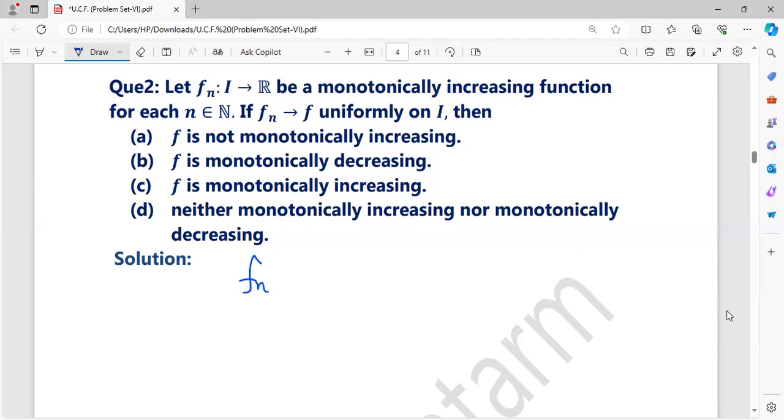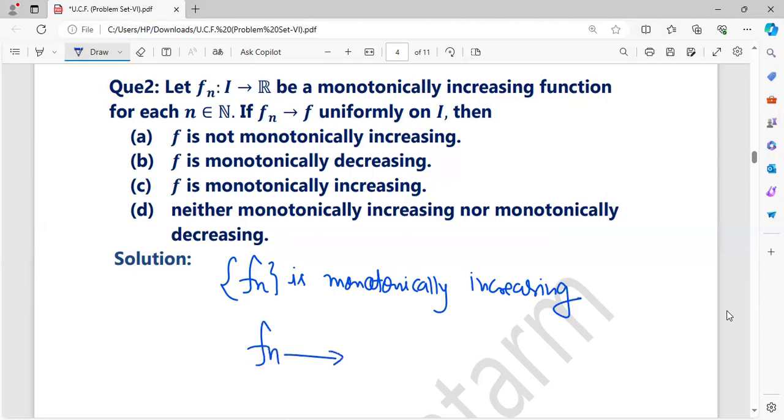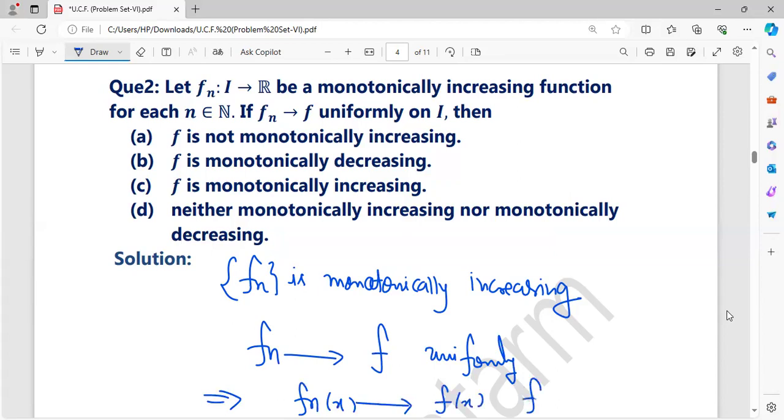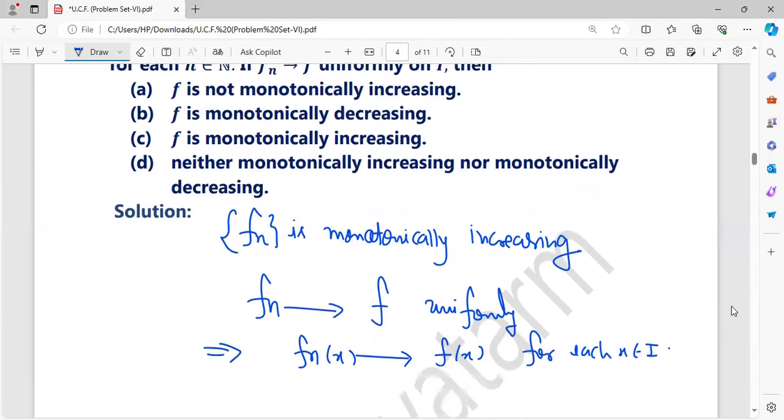So f_n is monotonically increasing, and f_n converging to f uniformly. If it is converging uniformly, this implies f_n(x) converging to f(x) for each x belonging to I, because once a sequence of functions is uniformly convergent, it is pointwise convergent also.